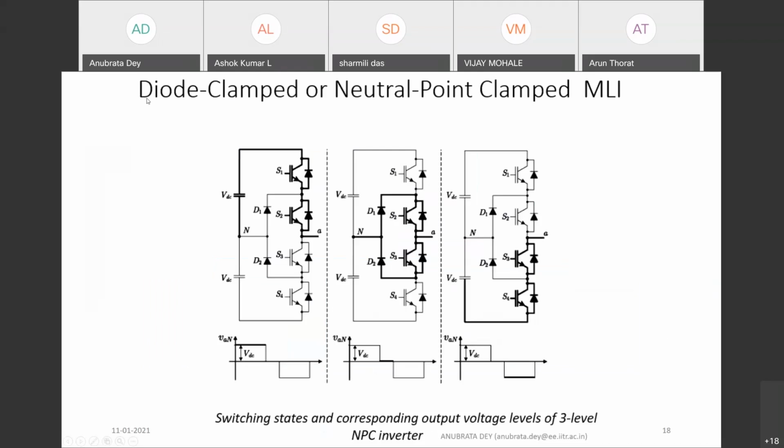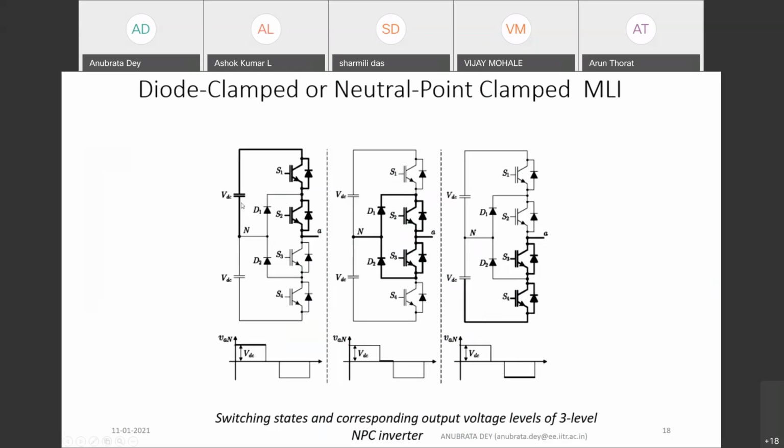First is also called diode clamped MLI. So why is it called diode clamped? You are probably familiar with the structure, those who have done higher studies in power electronics. So they are already aware of these structures. The pole voltage is getting clamped to the neutral point voltage through this diode. That's why it's called diode clamped.